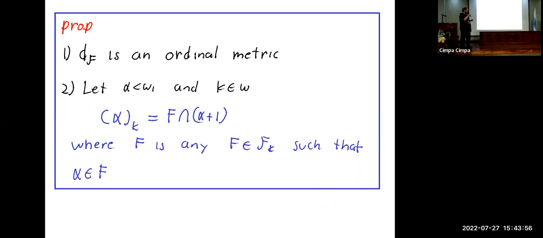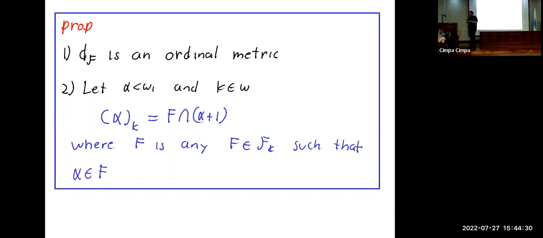And it's sometimes very helpful to think about this in terms of metrics. And you also have a very simple description of balls. If you take alpha and k, what is the k ball of alpha? Well, choose any element of rank k that has alpha. So just take alpha and everything below, and that is the ball.